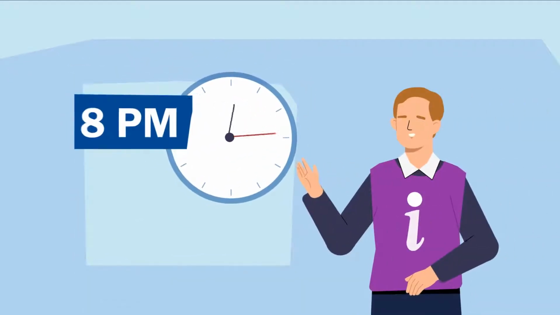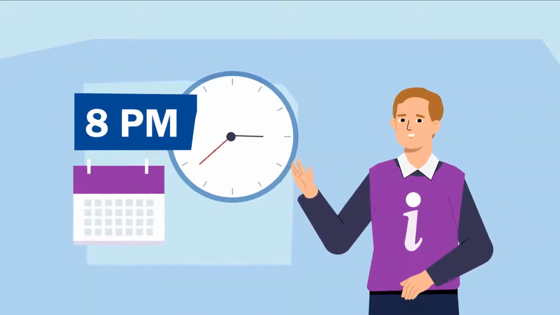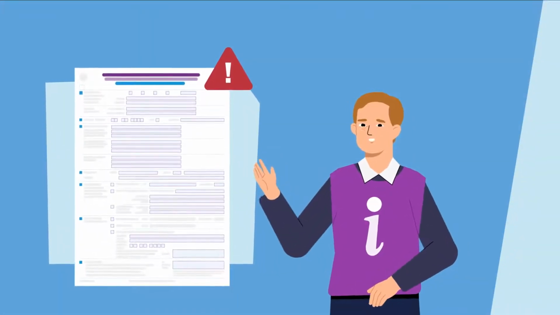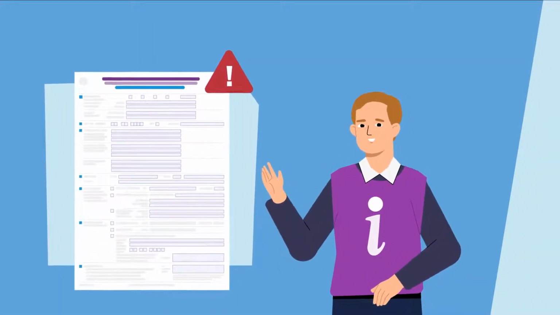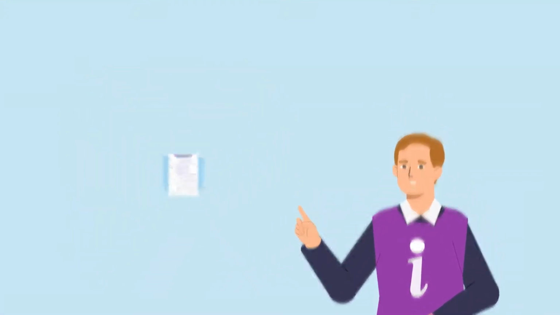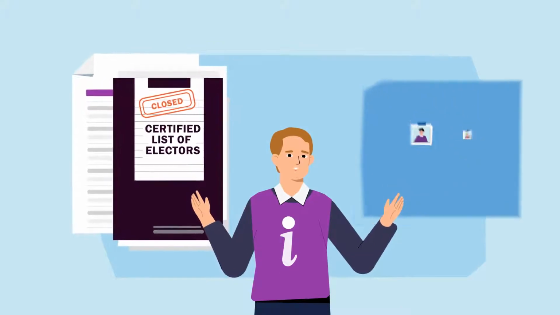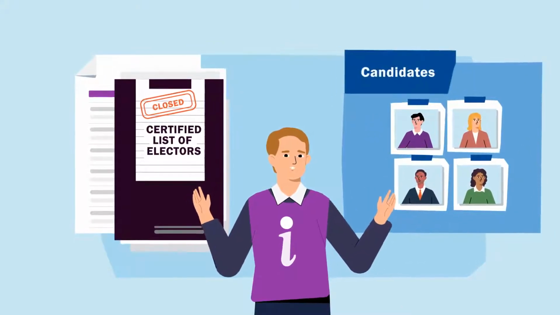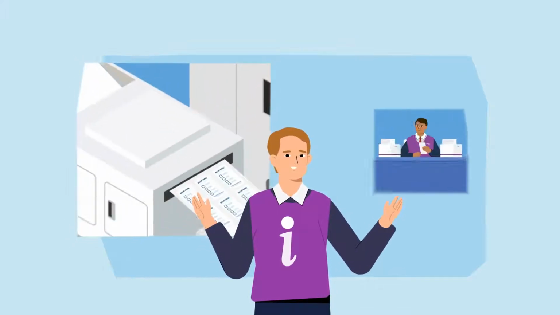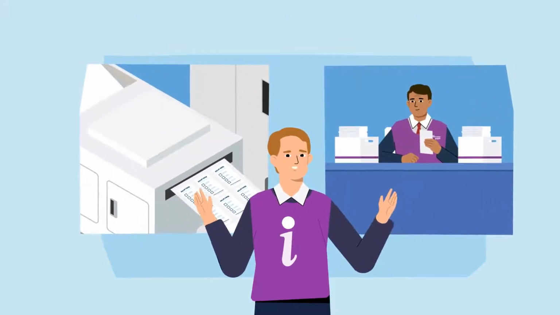Once an election is called, there is a specific date when the electoral roll closes. After this date, you won't be able to update your enrolment details for that election. This is why it's important to keep your enrolment details up to date. After the electoral roll closes, people nominate to stand as candidates. Once candidates are confirmed and ballot papers are printed and checked, the voting period begins.